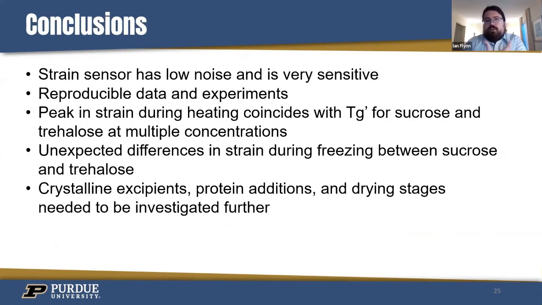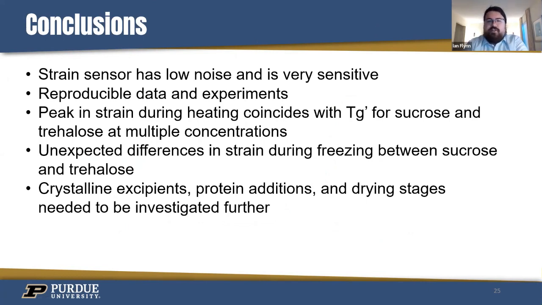So the main conclusions that we can draw from this right now is that we have a strain sensor that is very low noise and is very sensitive to most things going on in terms of crystallization events and changes in pressure. The data is very reproducible. There's going to be some minor variations that are just coming from how the ice is forming or some other events. But in general, the profiles are going to stay the same.